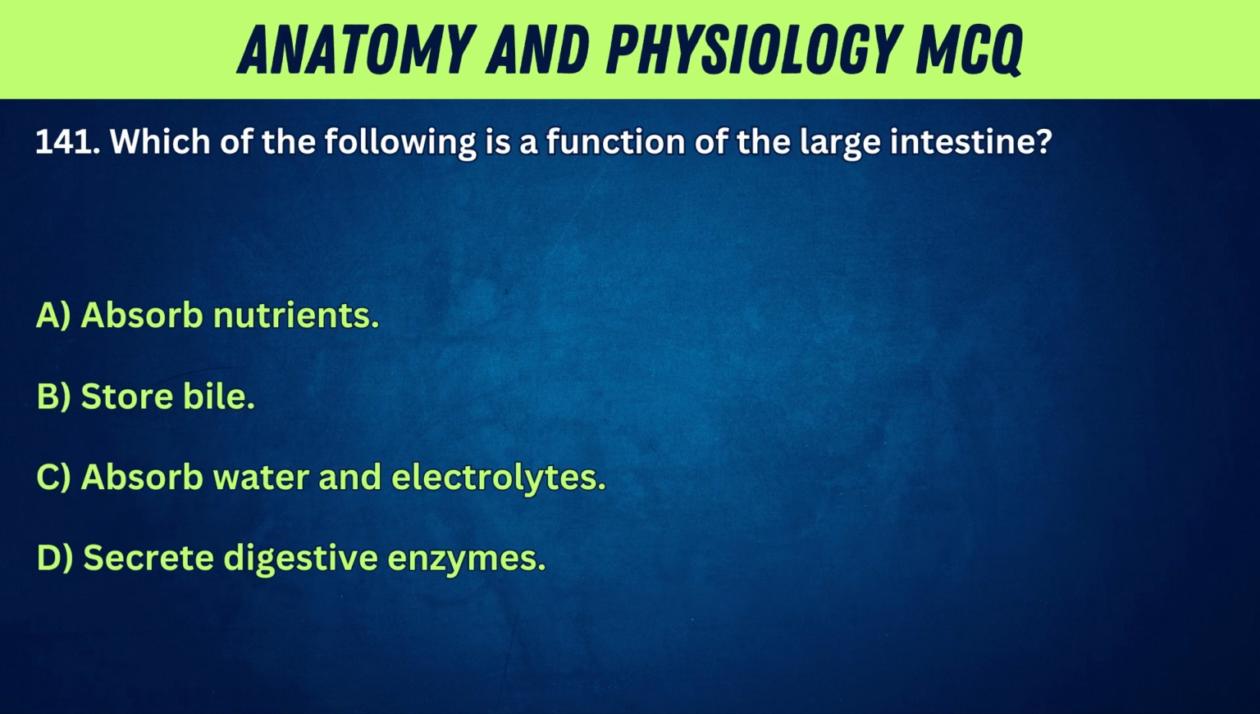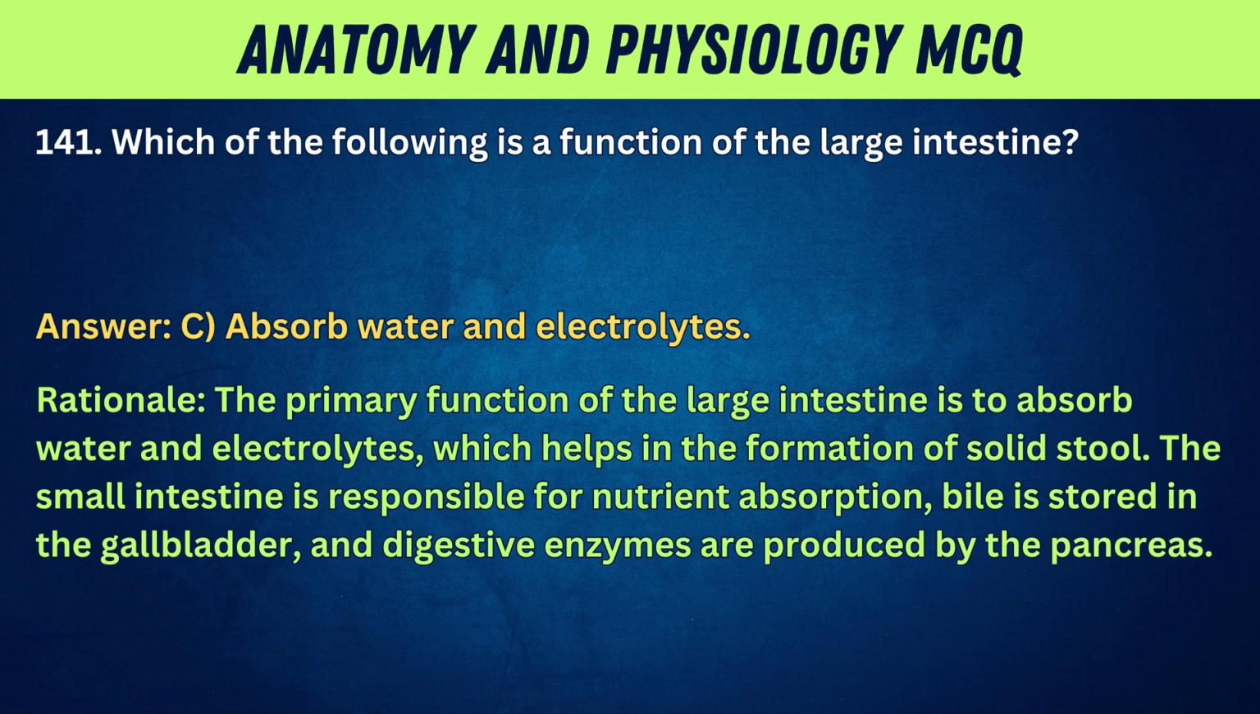141. Which of the following is a function of the large intestine? A. Absorb nutrients. B. Store bile. C. Absorb water and electrolytes. D. Secrete digestive enzymes. Answer: C. Absorb water and electrolytes. Rationale: the primary function of the large intestine is to absorb water and electrolytes, which helps in the formation of solid stool. The small intestine is responsible for nutrient absorption, bile is stored in the gallbladder, and digestive enzymes are produced by the pancreas.